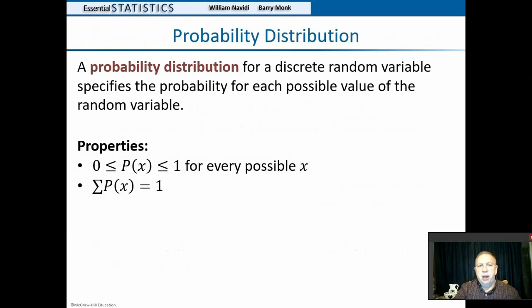So we've talked about probability distributions before. The probability distribution for a discrete random variable specifies the probability for each possible value of the random variable. So, properties, we've talked about this. Probabilities go from 0 to 1: 0 is less than or equal to the probability of x, which is less than or equal to 1, for every possible value x. And the sum of these probabilities equals 1. That makes a probability distribution.